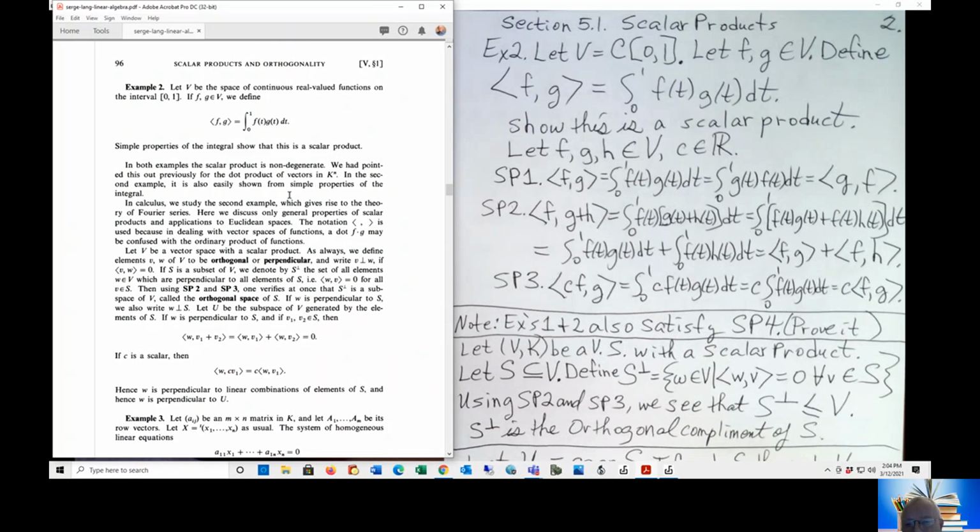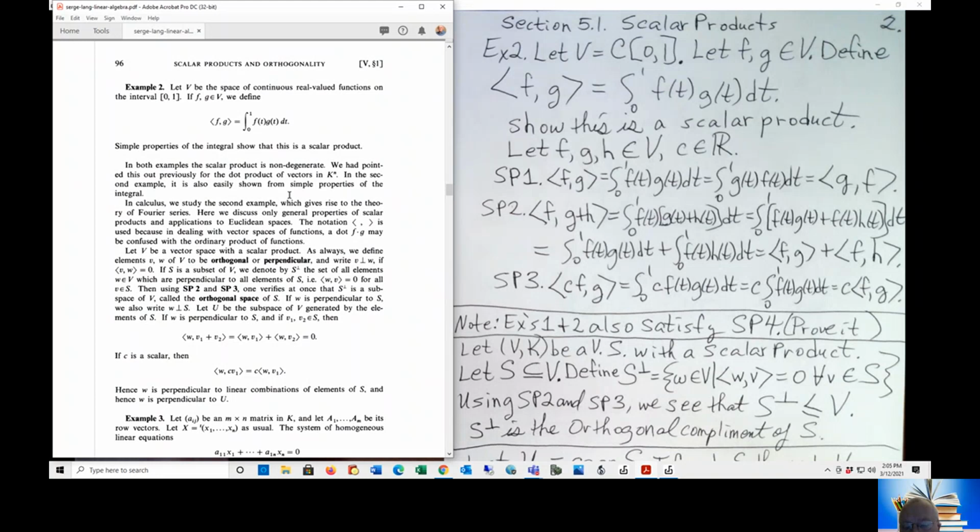Similarly, we note that if you take the product of f with g plus h, that the integral f times g plus h, well, f distributes across the addition, and so you have the integral of fg plus fh, and then break that apart as the integral of fg plus the integral of fh. So that's the inner product of f and g plus the inner product of f and h.